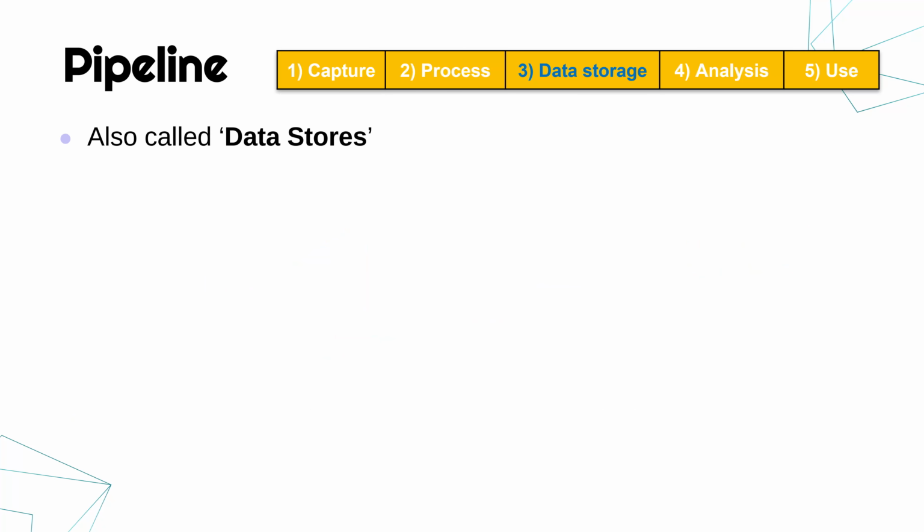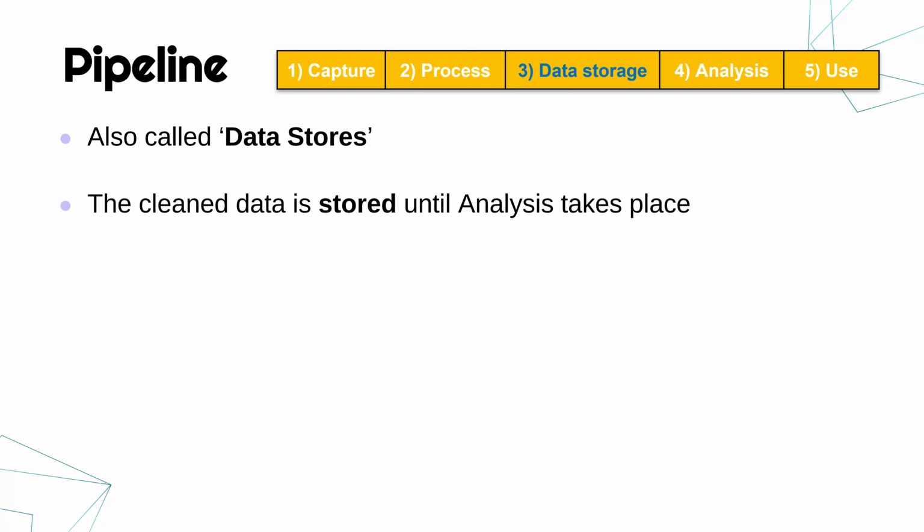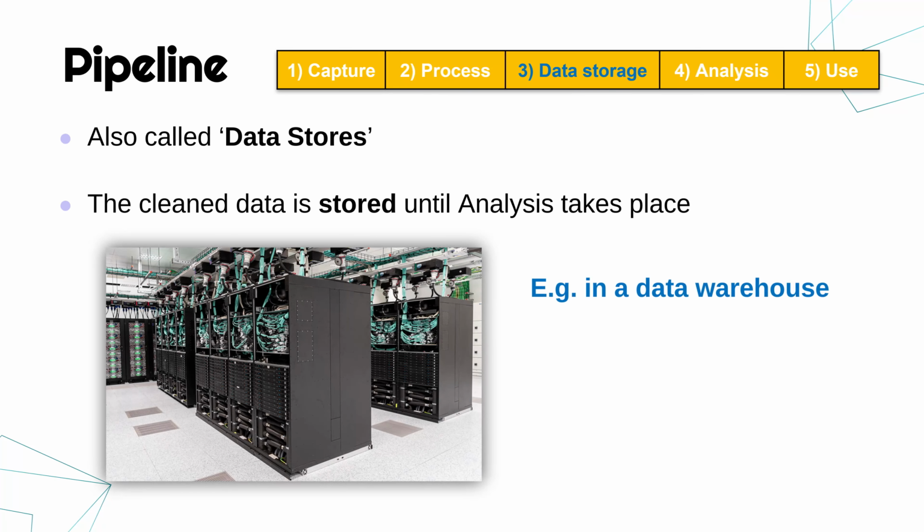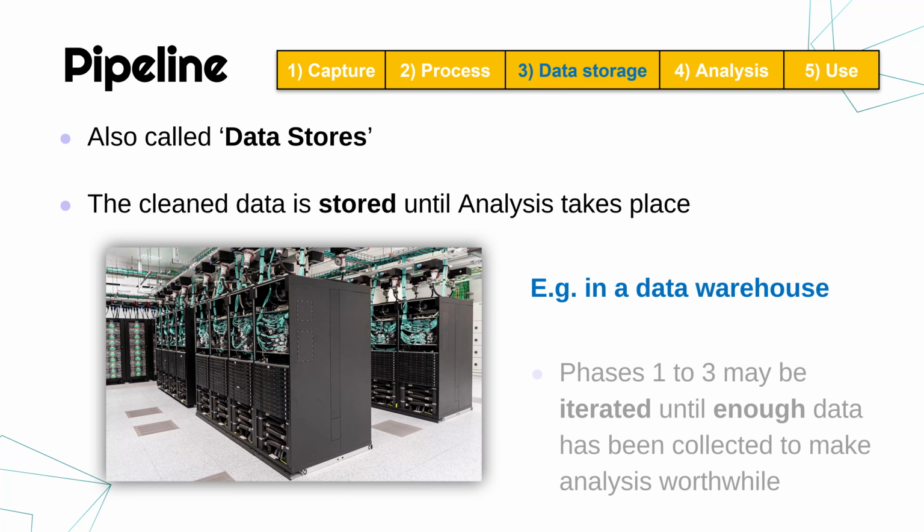Once we've done some transformation, again, this is typically done by a computer program, we then need to store it somewhere in data storage, also called data stores. This will depend on what you chose to do in DLM, in terms of where this is placed, but often it'll be in a server, perhaps in what is sometimes described as a data warehouse. Now, we may have some iteration at this point. We may move on to analysis, but equally you may decide to repeat phases 1 to 3 until you've got enough data to make analysis worthwhile.